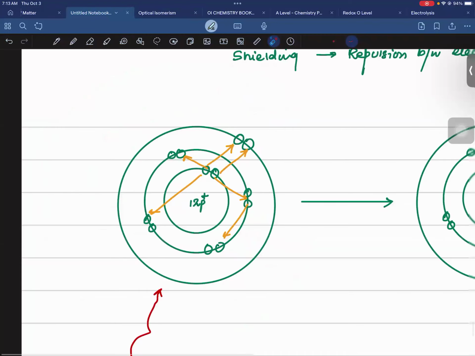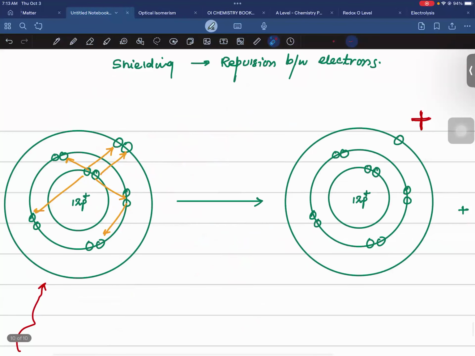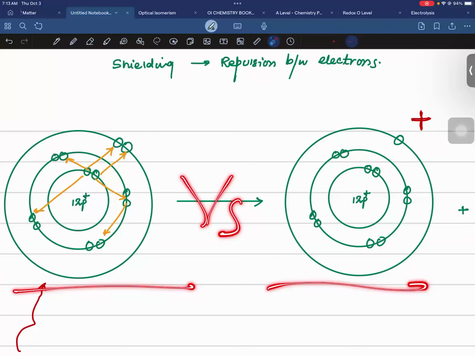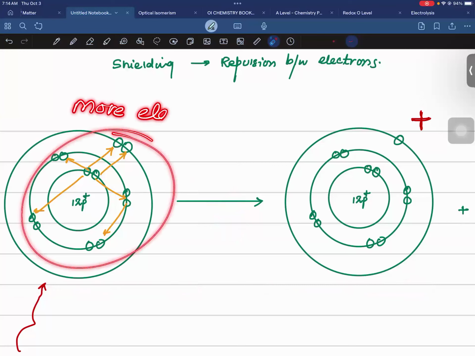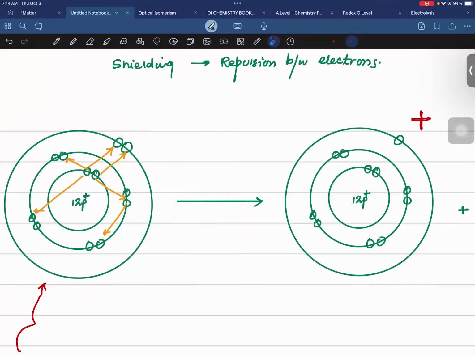But right now, I have this versus this. We have two structures. We have to decide in which structure we have more shielding. As you know that in this structure we have more electrons. It means that we have more shielding. More electrons means more shielding. Less electrons means less shielding. So in this I have less shielding, in this I have more shielding.